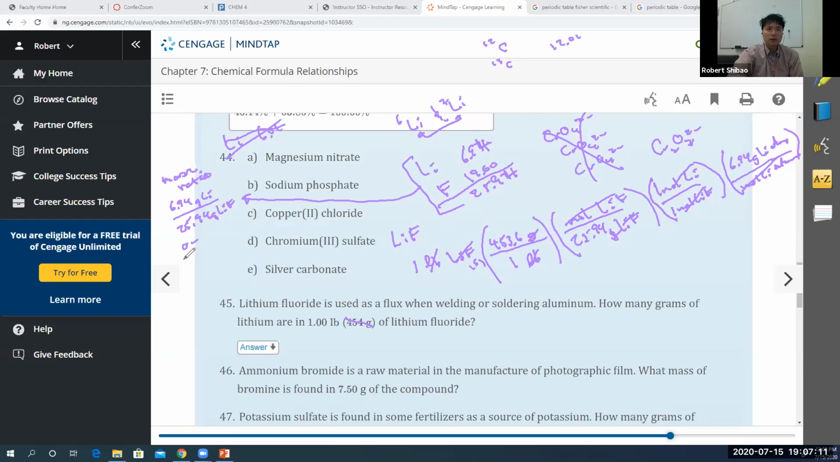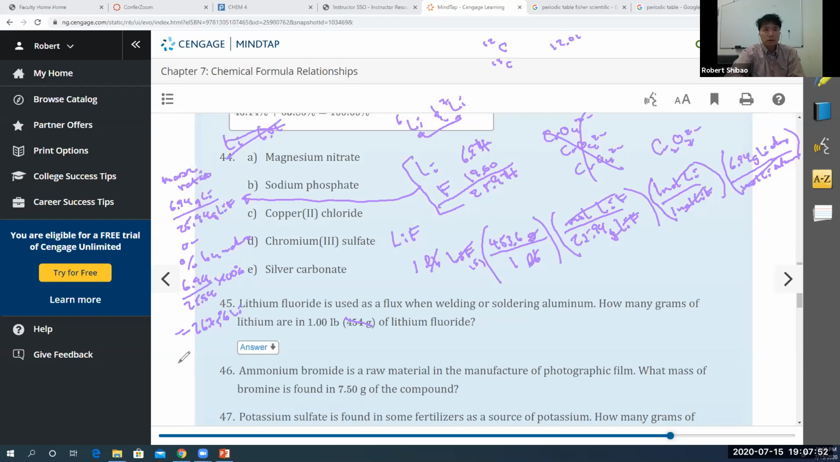Or I could use the percent by mass. Percent by mass means I take the mass ratio and multiply it by 100%. So 6.94 over 25.94 times 100% gives me what percent by mass? Let's do that: 6.94 divided by 25.94 times 100 gives me 26.75%. I'm only allowed 3 sig figs because of that, unfortunately. But this is 26.75% lithium.